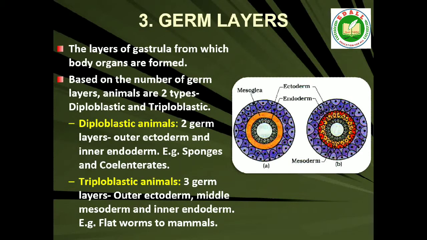An undifferentiated layer, mesoglea, is present in between the ectoderm and the endoderm. Those animals in which the developing embryo has a third germinal layer, mesoderm, in between the ectoderm and endoderm, are called triploblastic animals, platyhelminthes to chordates.